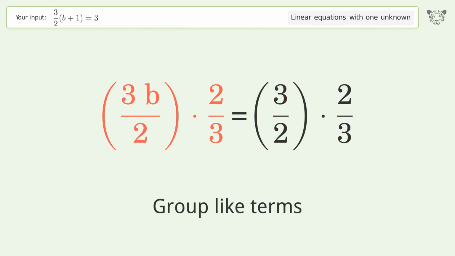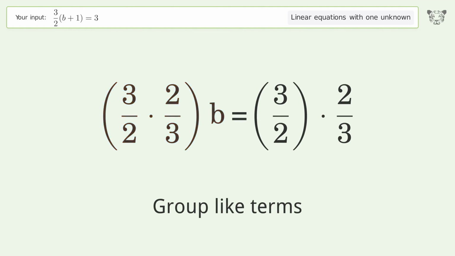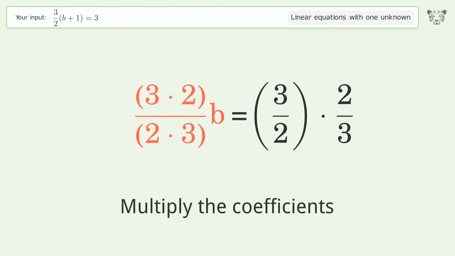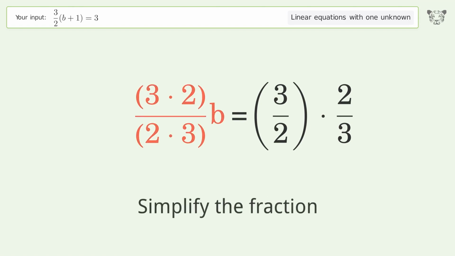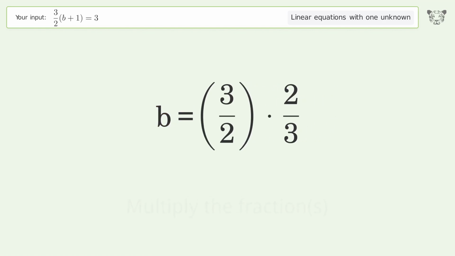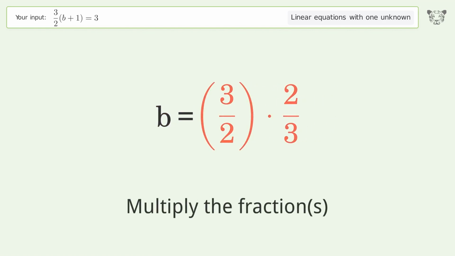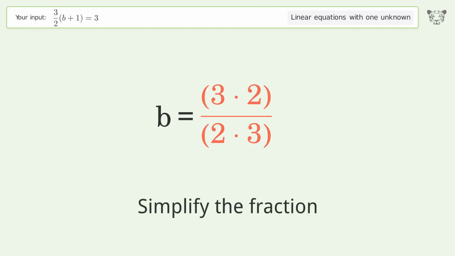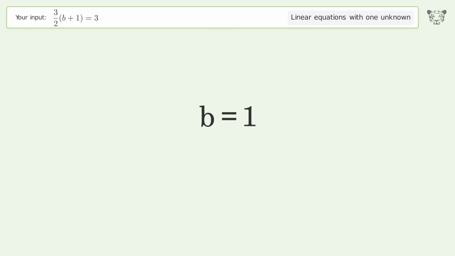Group like terms. Multiply the coefficients. Simplify the fraction. Multiply the fractions. Simplify the fraction. And so the final result is b=1.